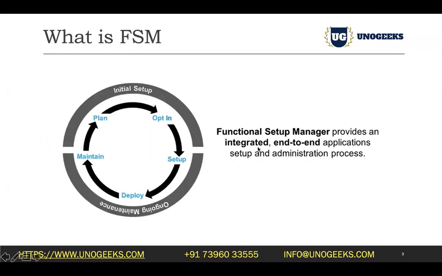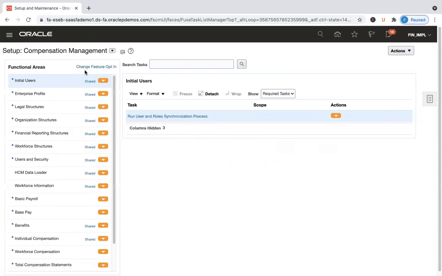Okay. So this Functional Setup Manager screen provides an end-to-end solution like this. You would first select what modules a client wants to implement. Does he want to implement financials alone, or financials, SCM, HCM? So where does he pick that up from? First of all, he would go into this particular option.